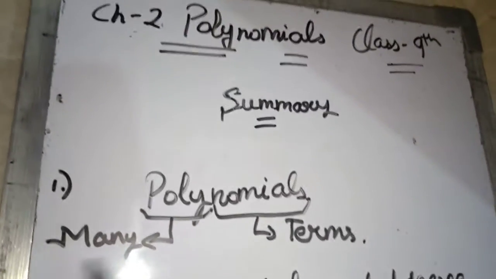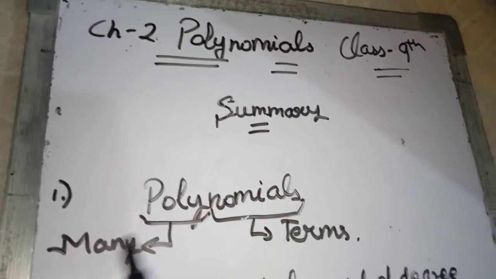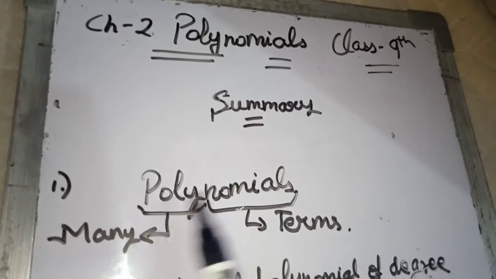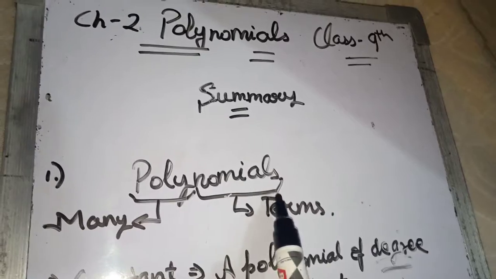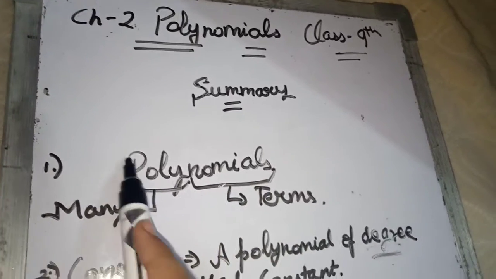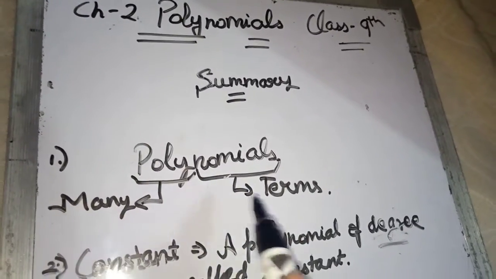The first point is polynomials. The basic meaning of the polynomial is poly meaning many and nomial meaning terms. So the basic meaning of polynomials is many terms.